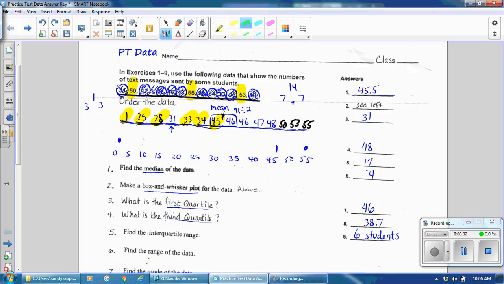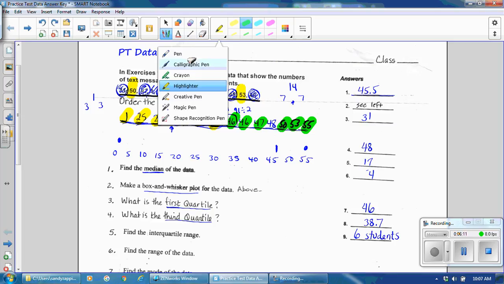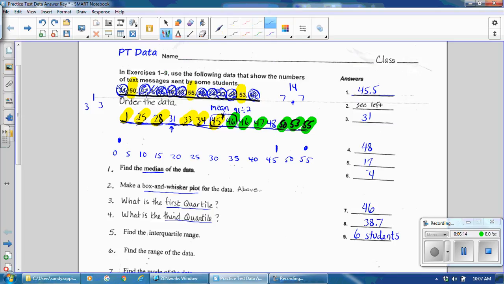Then we do that the same way for the third quartile. So we have 1 from each side, 1 from each side, 1 from each side, and then 48 is our third quartile. So the first quartile is 31, the third quartile is 48. So those are going to be the left and the right of the box. So we go to 31 right about here, and then also 48, which is just a little bit to the left of 50, and then we draw our box. And then connect your whiskers.